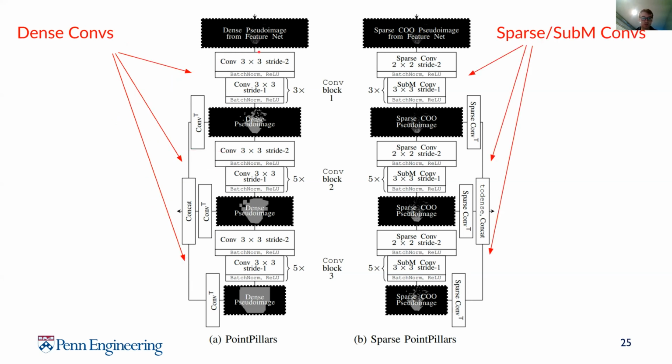So the traditional PointPillars backbone uses dense convolutions all the way down, right? They do 3x3 stride 2 and 3x3 stride 1 convolutions. For our backbone, we try to be a little bit more thoughtful about the operations that we're doing in order to prevent smearing of this information, as well as exploiting it in order to preserve the sparsity for faster runtimes.